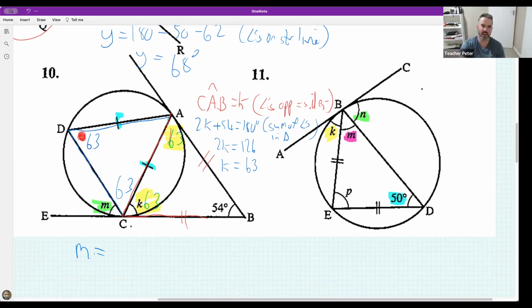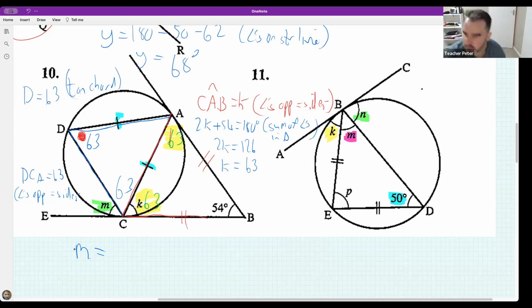Did you follow that, everyone? So I said angle D was 63 by the tan chord theorem. And then I said angle DCA is 63, and that would be angles opposite equal sides. Now I need to figure out what M is.